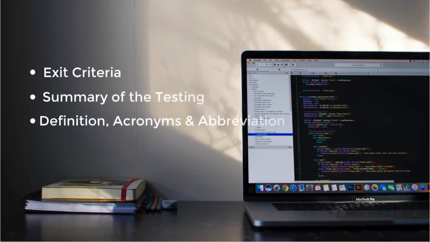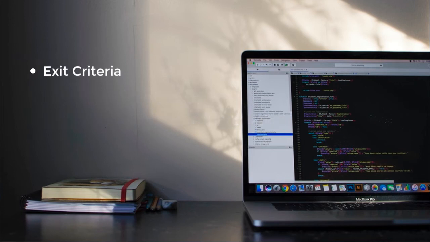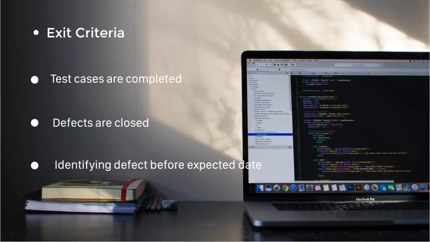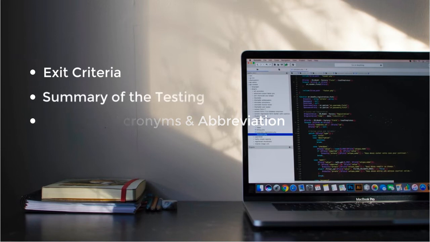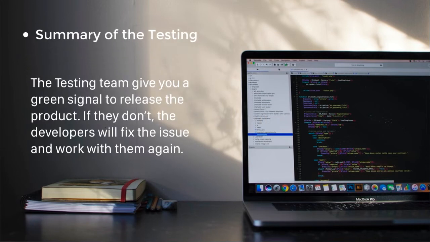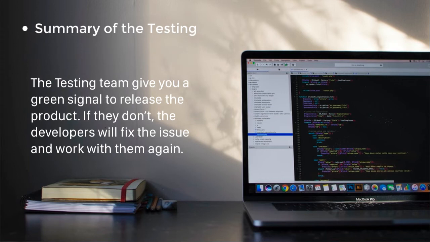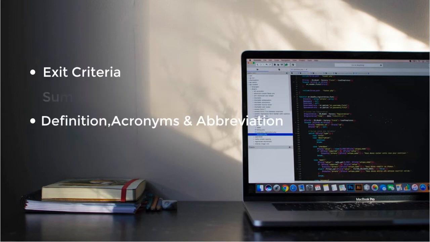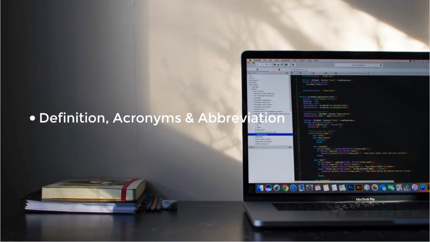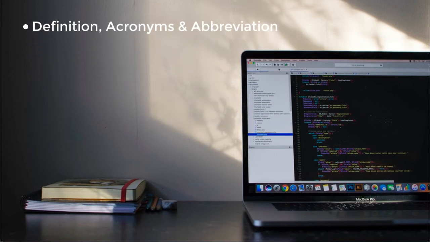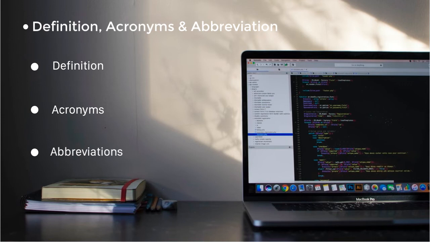To fulfill the testing phase, the application must pass certain conditions. A tester would look at whether a test case has been completed, whether defects are closed, and whether defects were identified before the expected date. In the summary of a test report, the test team gives you a green signal to release the product. If they don't, the developers will fix the issue and work with them again. A tester could use different terms which a developer may not understand. So for making the report more meaningful, the tester must explain the definitions, acronyms, and abbreviations.